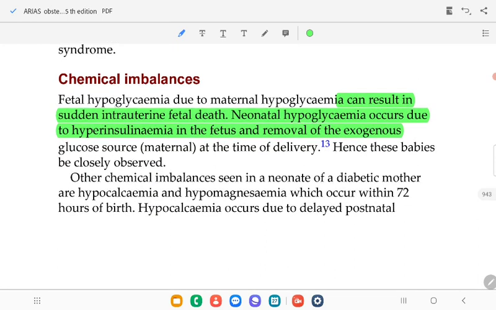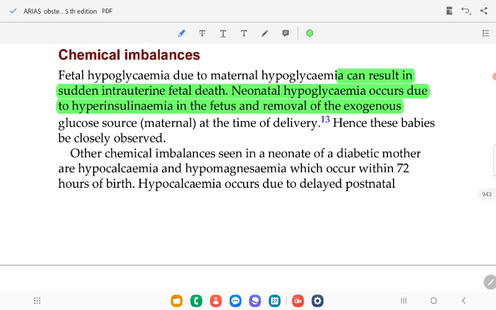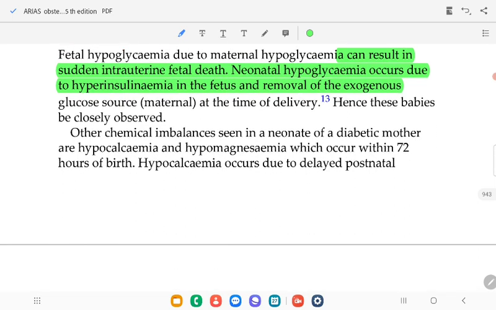Fetal chemical imbalance: fetal hypoglycemia due to maternal hypoglycemia can result in sudden intrauterine fetal death. Neonatal hypoglycemia occurs due to hyperinsulinemia in the fetus and the removal of the exogenous maternal glucose source at the time of delivery. Hence, after delivery, the maternal source of glucose is lost, so neonatal hypoglycemia occurs. Hence, these babies are closely observed.